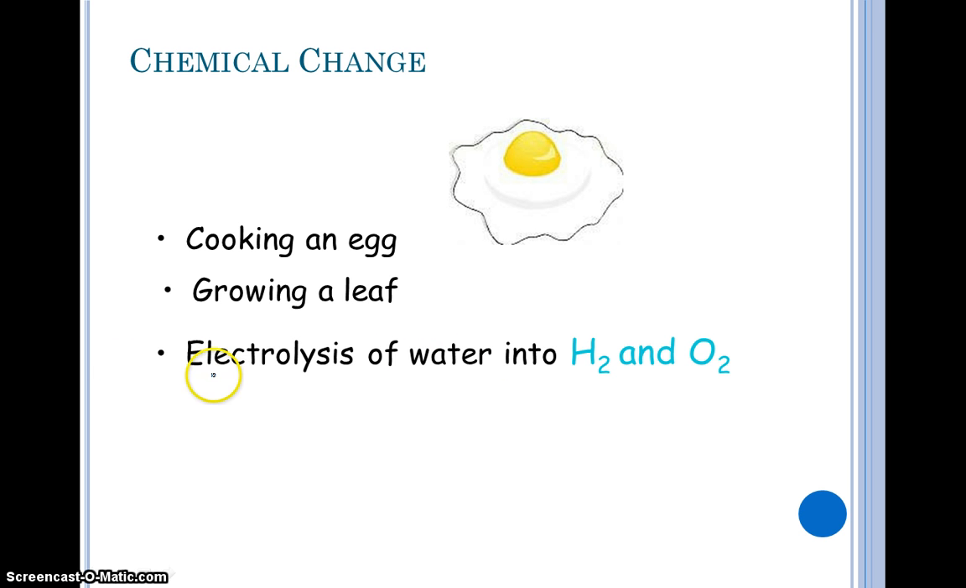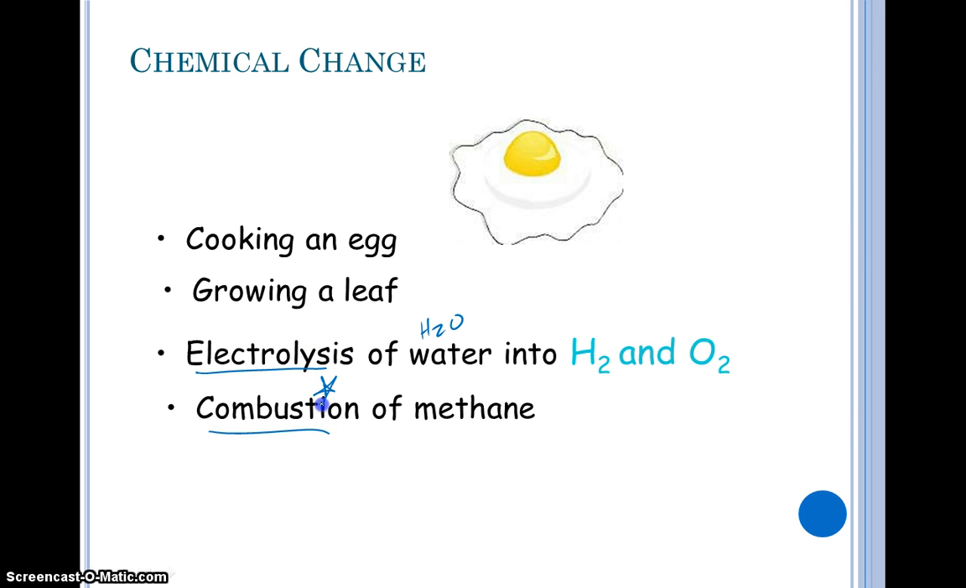This word electrolysis means to use electricity to split water into hydrogen and oxygen. Once I take my H2O and break it apart into those elements, I can't get the water back without doing another chemical reaction. And combustion of methane. Like I said, anytime you're combusting something, you're burning it, and that's always going to alter your substance. If I burn that methane, or I burn a piece of paper, or I burn a piece of wood, I can't get that substance back. So I've chemically altered it forever.